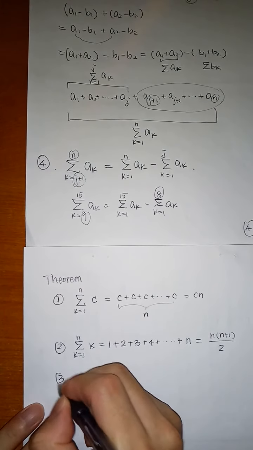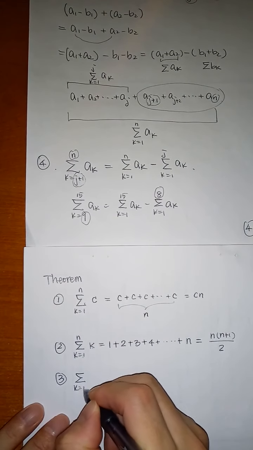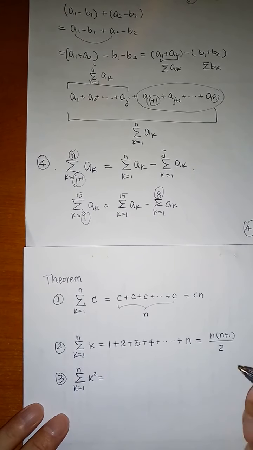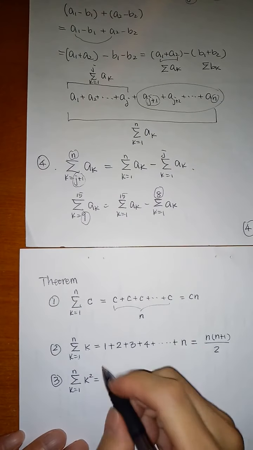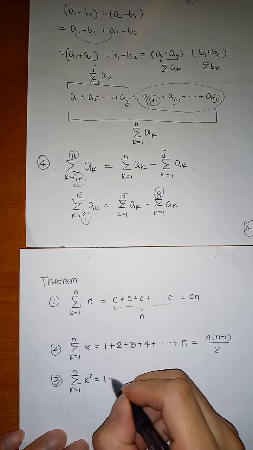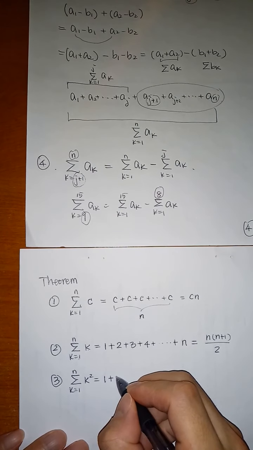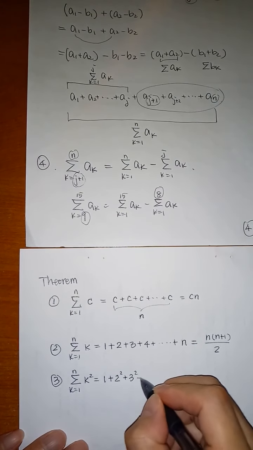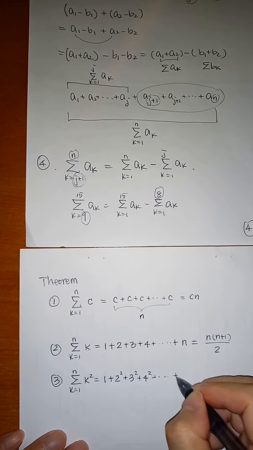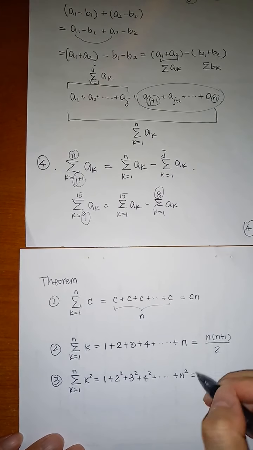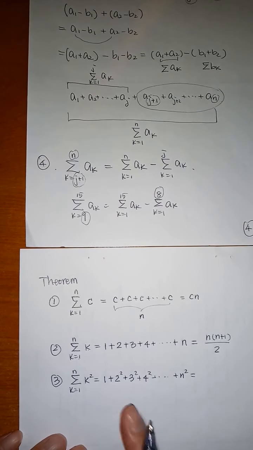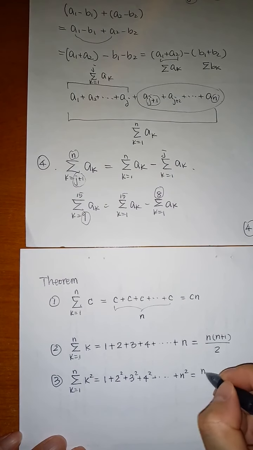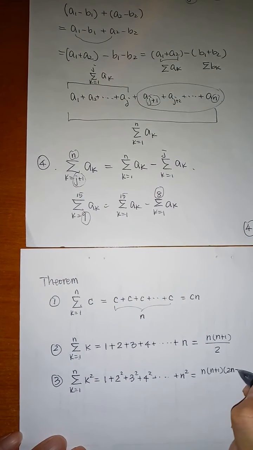And third, k squared. We go through a similar process. It means we are going to square 1, square 2, square 3, square 4, up to square n. So we square all the integers, start from 1, stop at n, and add them. It is equal to n times n plus 1 times 2n plus 1, divided by 6.